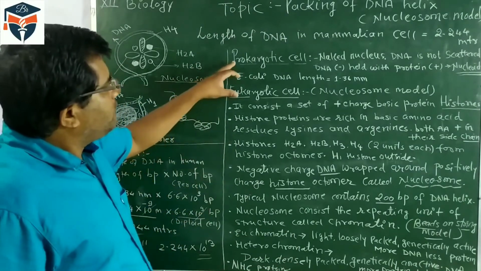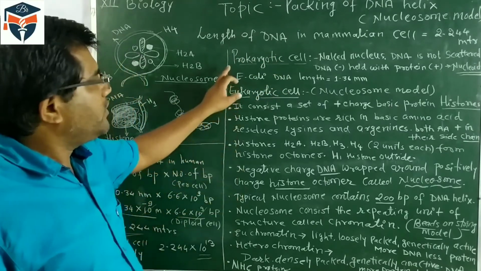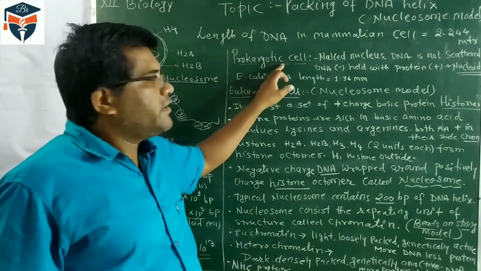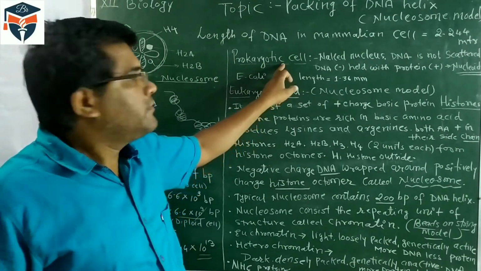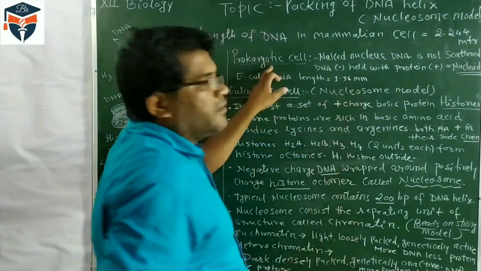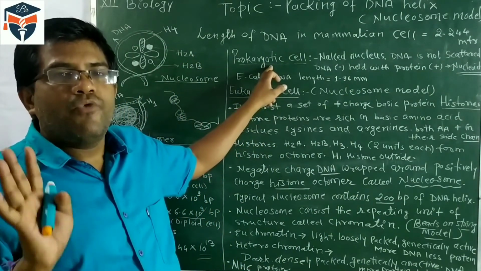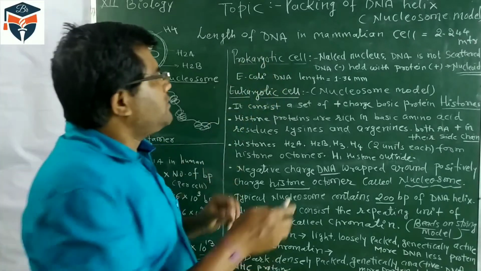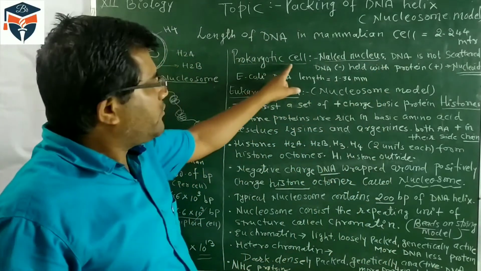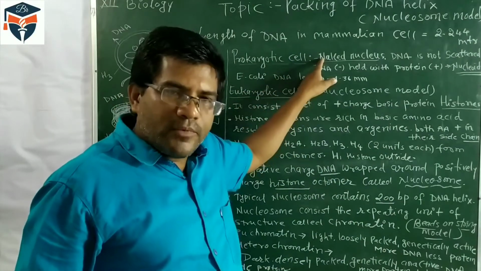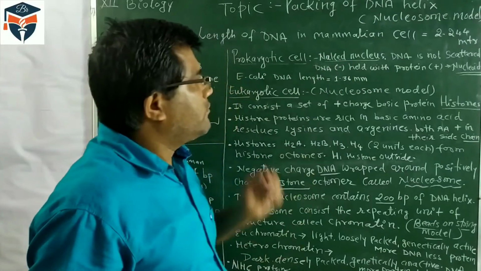First, we should go for the prokaryotic cell. Students, prokaryotic cells are primitive cells which do not have a well organized nucleus. It means we used to say they have a naked nucleus. Number one, prokaryotic cell has a not well developed, not organized nucleus. It means they have a naked nucleus.